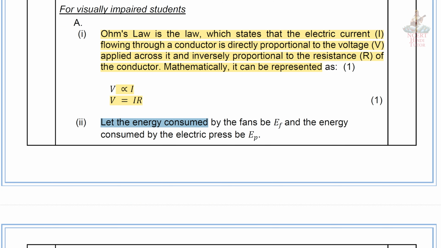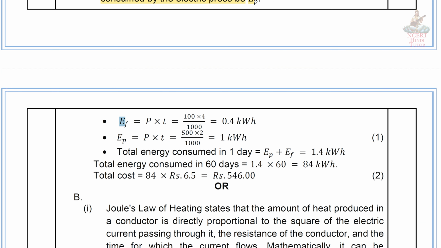Answer. Let the energy consumed by the fans be EF and the energy consumed by the electric press be EP. So EF is equal to P multiplied by T is equal to 100 multiplied by 4 divided by 1000 is equal to 0.4 kilowatt hour. EP is equal to power multiplied by time is equal to 500 multiplied by 2 divided by 1000. So we get 1 kilowatt hour.